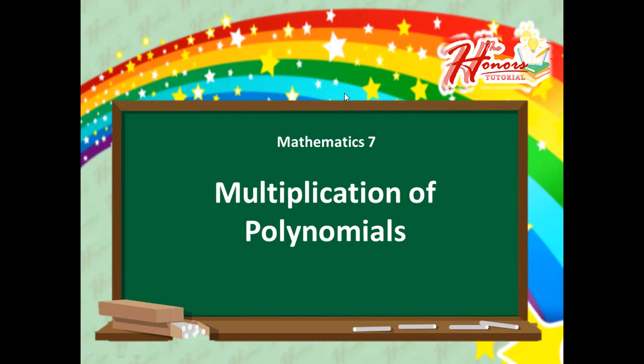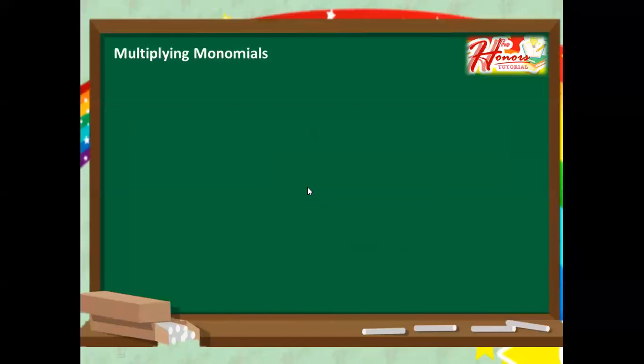Our topic for today is about multiplication of polynomials. This is under Mathematics 7. Let's have first multiplying monomials. So we have here example number 1. Let's solve for it.